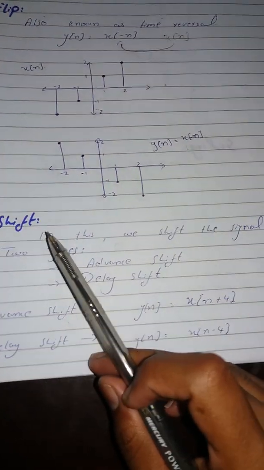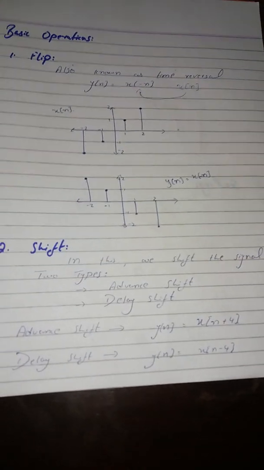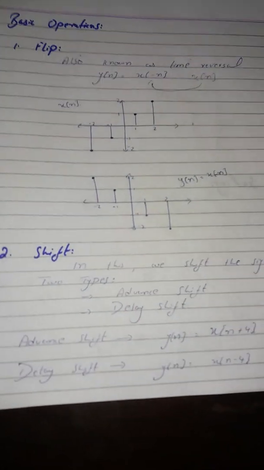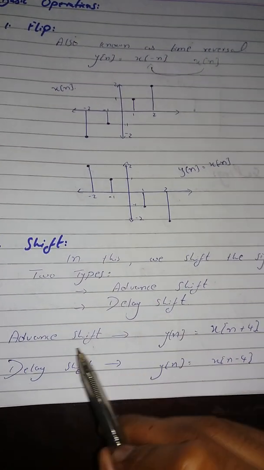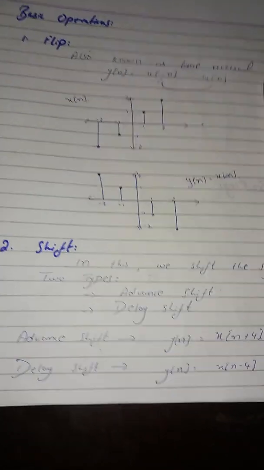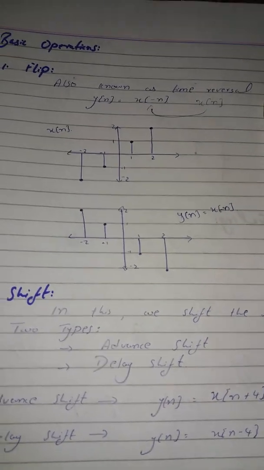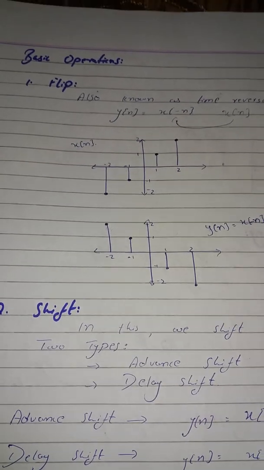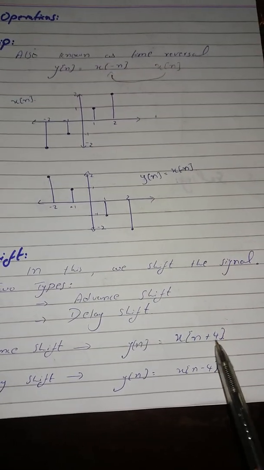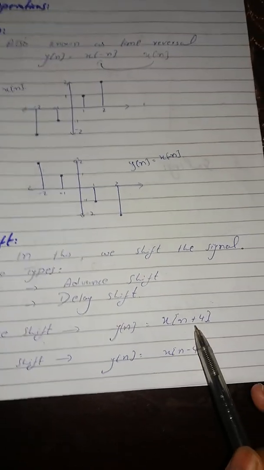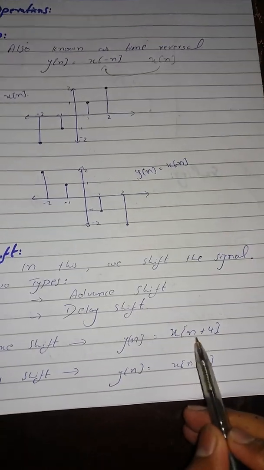Then the second operation is the shift. In this we shift the signal. It can be a left shift or a right shift. They have different names: advance shift and delay shift. In advance shift, we take the values in advance. Like if there's a value at 4, we are using the shifting property, and we're going to get that value at 0 in this case.